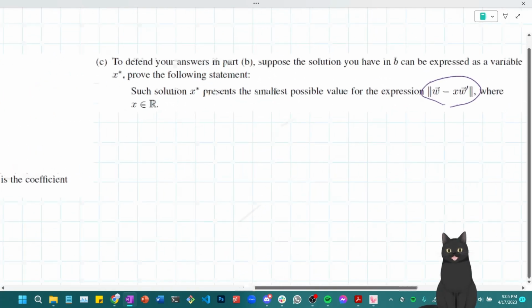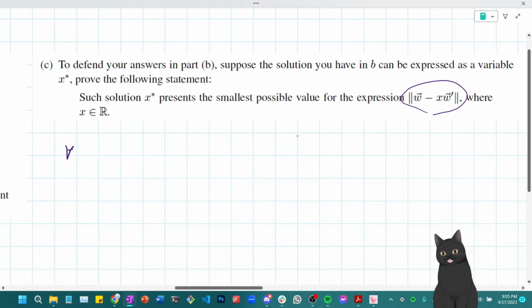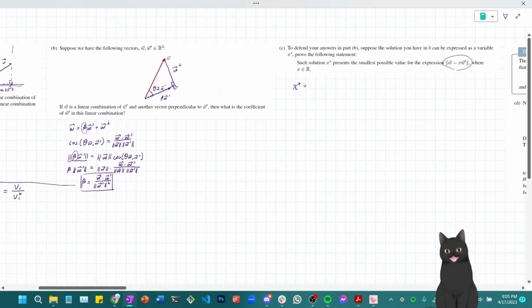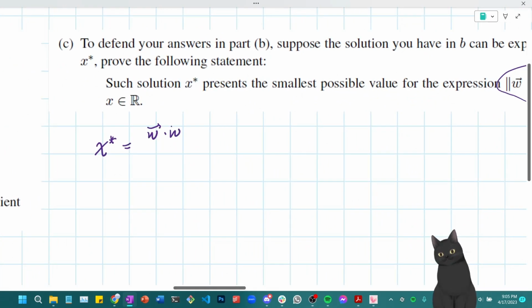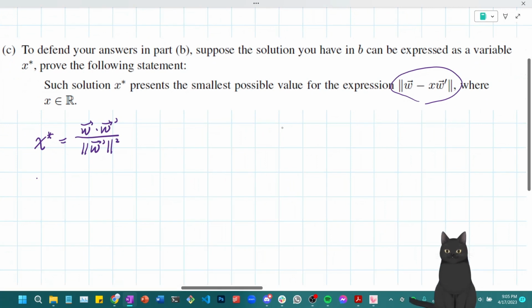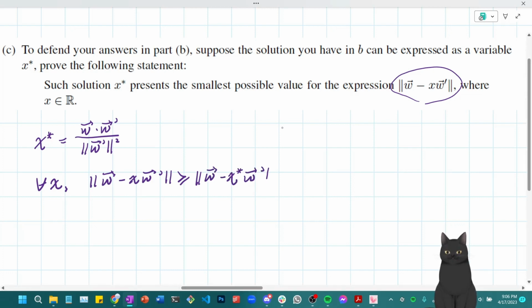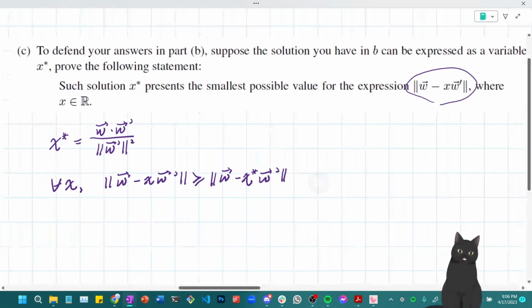So in other words, we're trying to prove that, say x star is equal to the solution we got in part B, which would be the value of beta, that is w dot w prime over the square of length of w prime, then prove that for all x, the length of w minus xw prime is larger or equal to the length of w minus x star w prime. So that's what we're trying to prove.